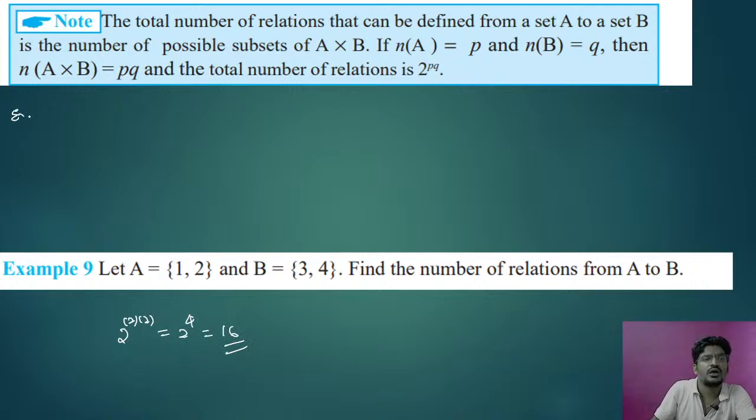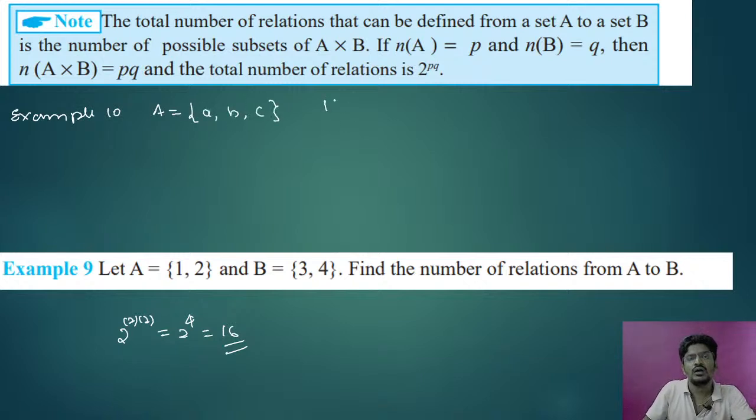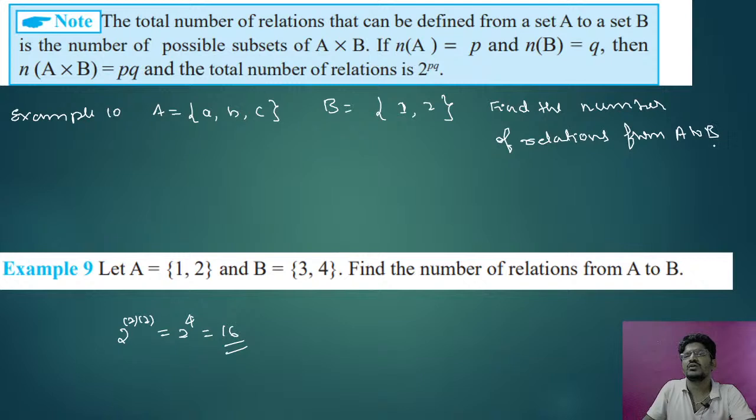So I will give another example. Set A has a, b, c. Set B has 1, 2. So now tell me, find the total number of relations from A to B. Clear? So tell me the answer, so that I can see how many of you have understood this concept. Very simple question. Please tell me the answer.